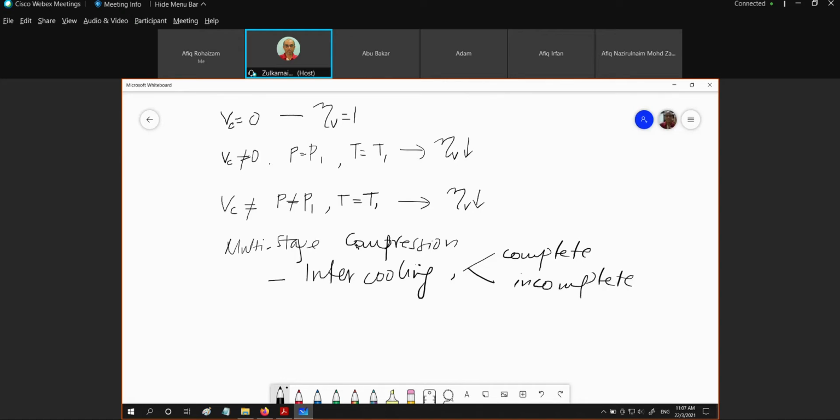Okay, what's the meaning of complete and what's the meaning of incomplete? If complete, we know that the temperature of the intake of the air is equal for every stage. If incomplete, they are not the same. Okay, and then after that, we look for the pressure ratio. For each stage, same pressure ratio. What is the meaning of same pressure ratio? Meaning that for every stage, the pressure ratio is the same. Okay, and then we have the same pressure ratio plus we have complete intercooling.